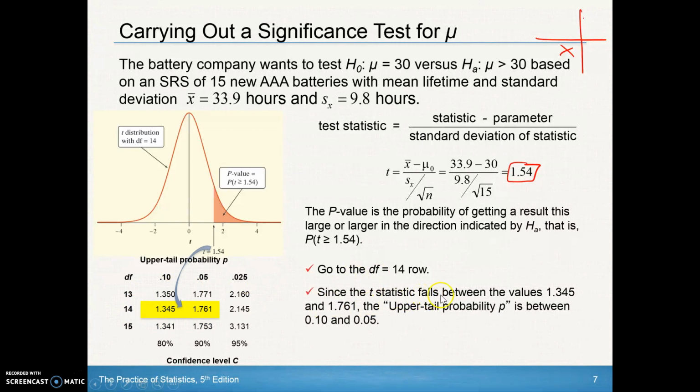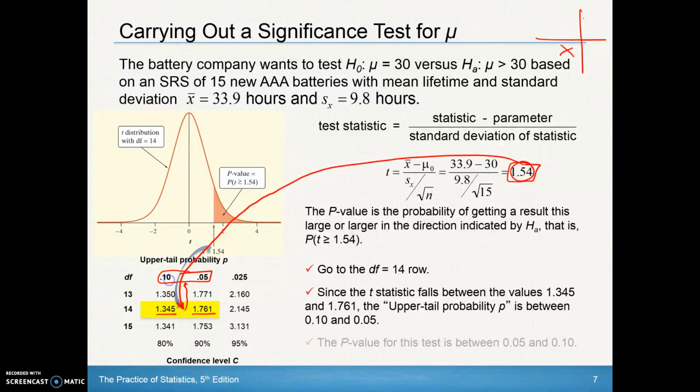And since the t-statistic falls between the values of 1.345 and 1.761, in other words, this 1.54 value is falling right in between these two numbers, we look up here at the probabilities for those two values. So it's somewhere between 5% and 10%. And that's where our p-value is. We don't have the exact value by reading the chart. We'll have to talk later about using the calculator for this.